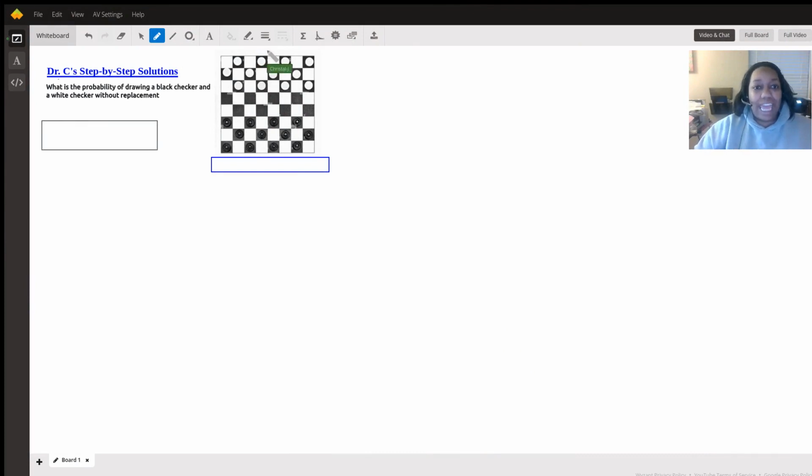It's Dr. C, and today we will be going over how to navigate probability problems such as this one. This one doesn't really give us much context, but it does just say, what is the probability of drawing a black checker and a white checker without replacement?